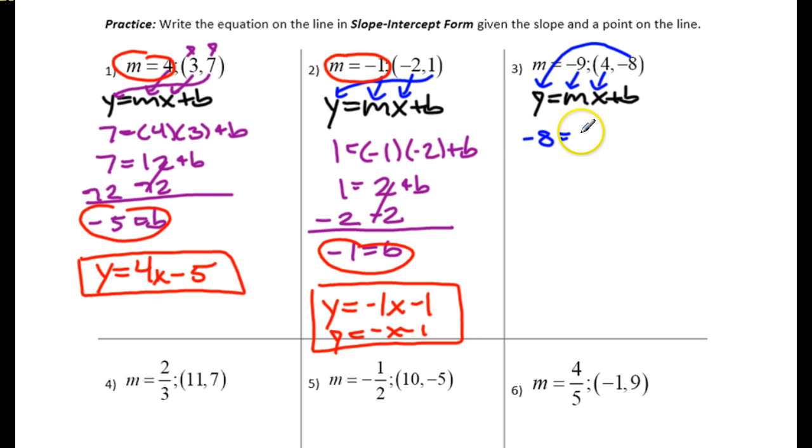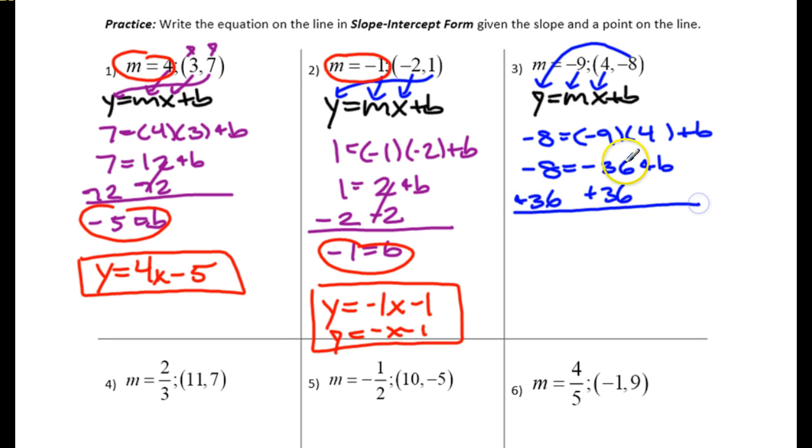-8 equals mx. m is -9, x is 4, plus b. Start solving. -8 is done. -9 times 4 is -36, plus b. How do I get b by itself? Well, look, that's a -36. Remember, we're always doing the opposite. Plus 36. That's all gone. b is finally by itself.